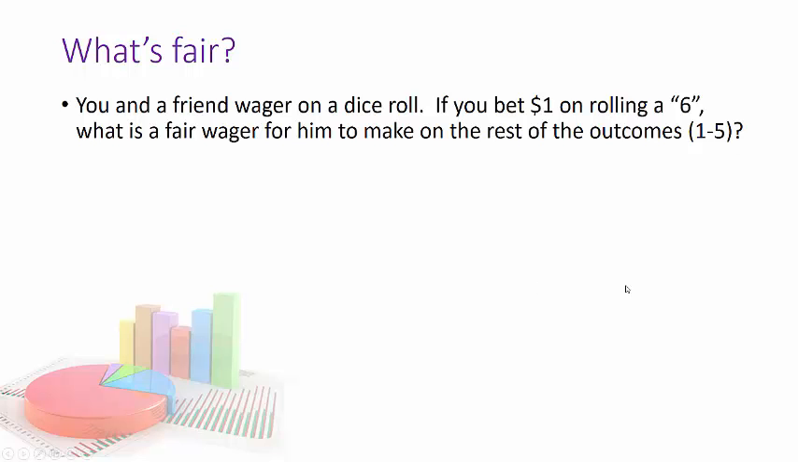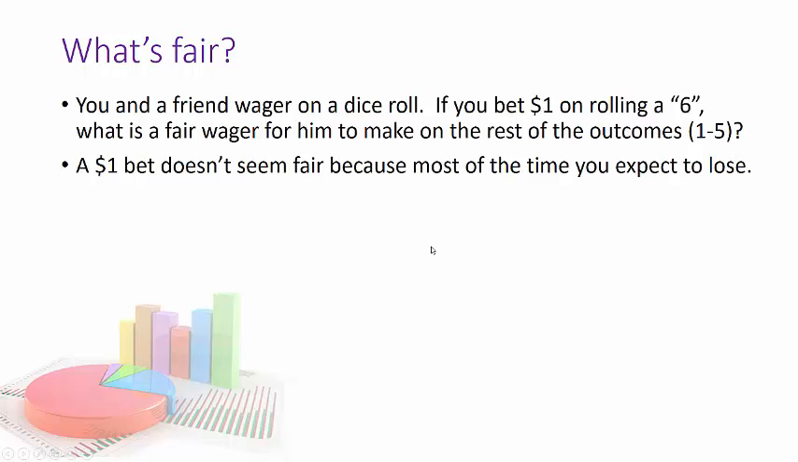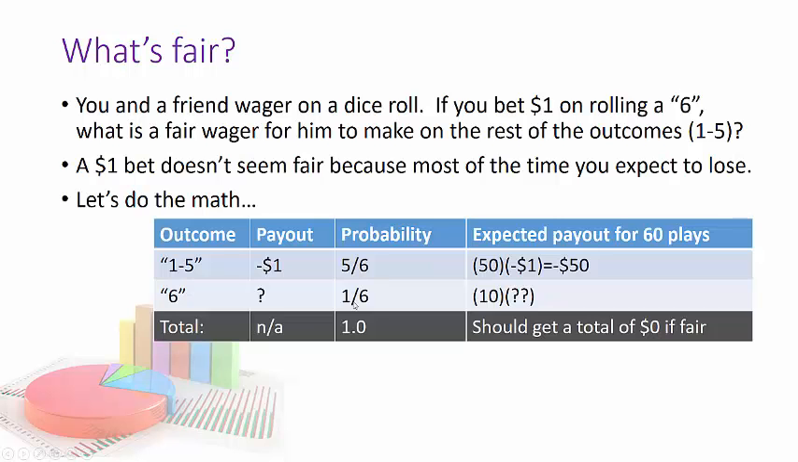Well, I'm going to guess that you're going to say, hey, a $1 bet doesn't seem fair because most of the time you're going to lose and there's no way for you to make up for it on the few times that you win. So let's do some math to see what might be fair. Here I've got the table. So we've got the outcome of 1 through 5 and the payout, you lose $1 if 1 through 5 comes up because that's what you're betting, right? And so the probability of that happening is 5 out of 6.